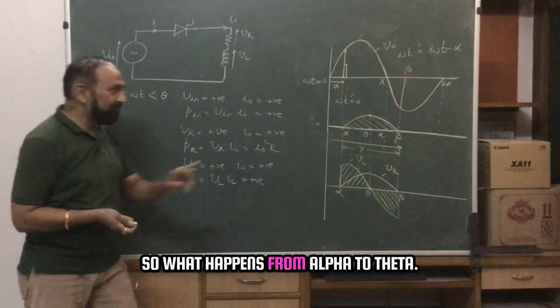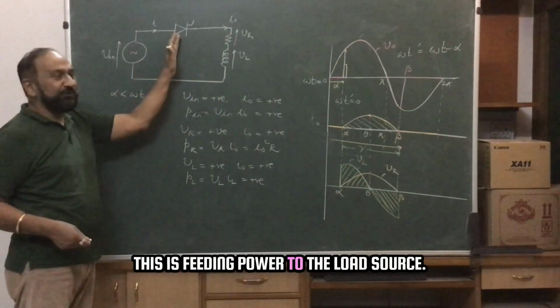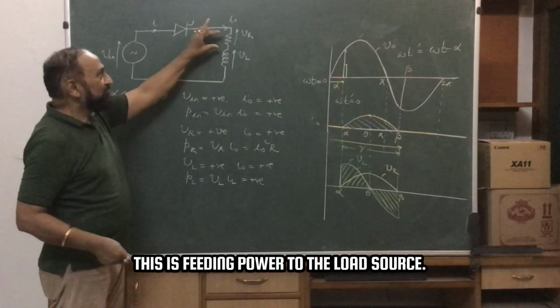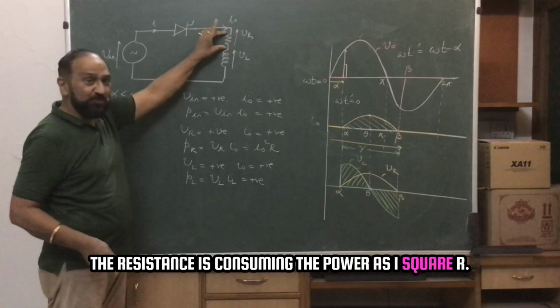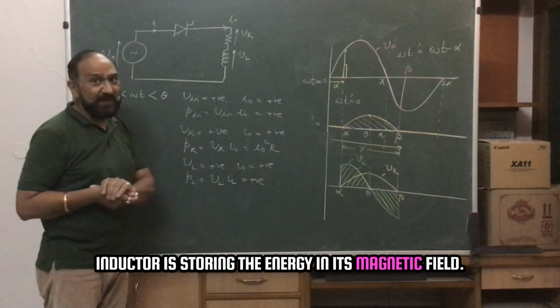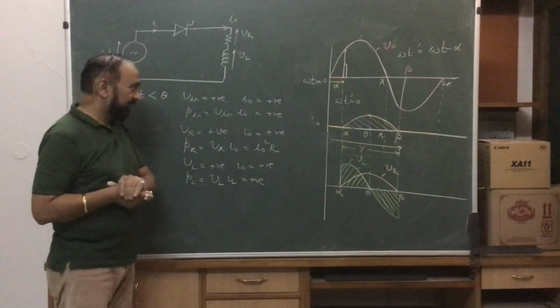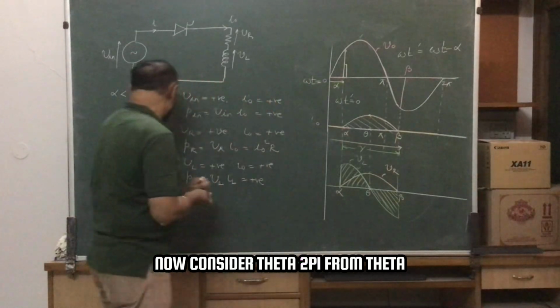So what happens from alpha to theta? The source is feeding power to the load, the resistance is consuming the power as I square R, and the inductor is storing the energy in its magnetic field. Now consider theta to pi.